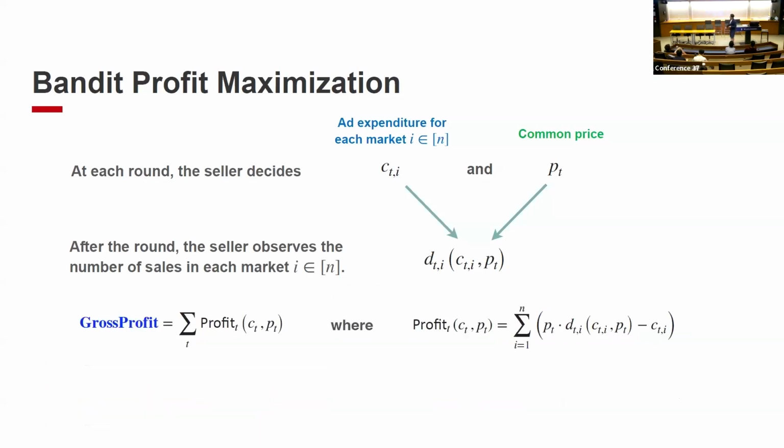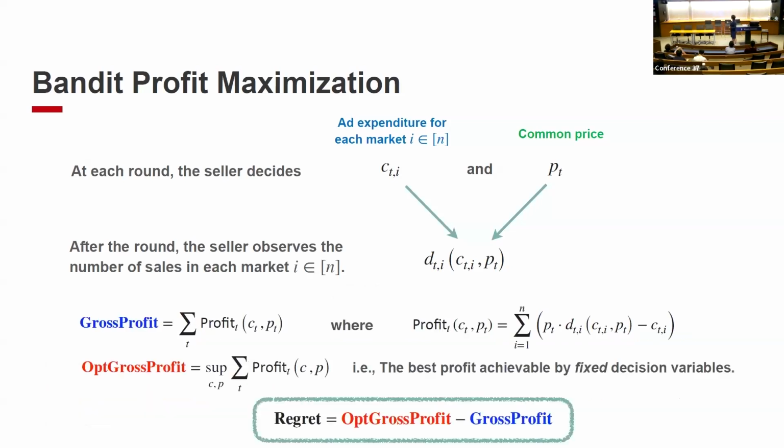And then we want to minimize the regret, which is defined as the profit achievable by the best fixed decision variables minus the profit earned by the algorithm, which is the gross profit.